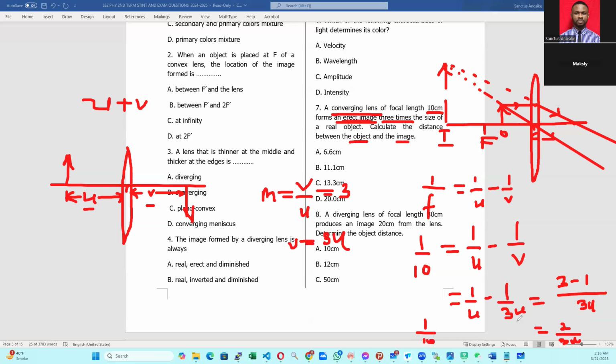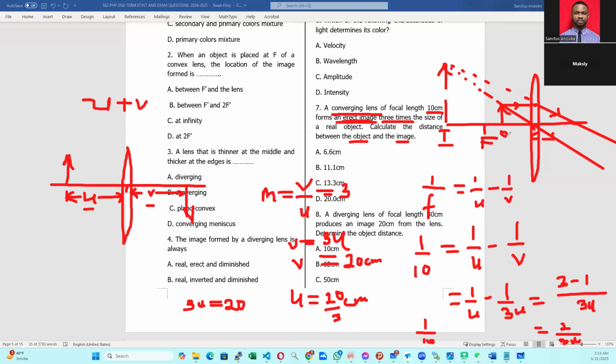So you are now going to cross multiply. You have 20. So you now have that 3U is equal to 20. So here now you see that 3U is equal to 20. That means V is 20. Meanwhile, U will be what? 20 over 3. So V is 20 cm. U will be 20 over 3 cm.